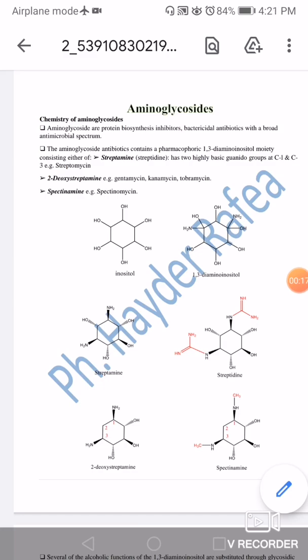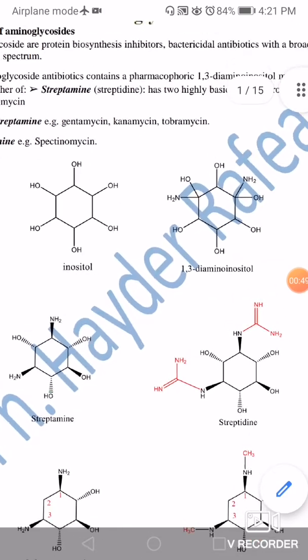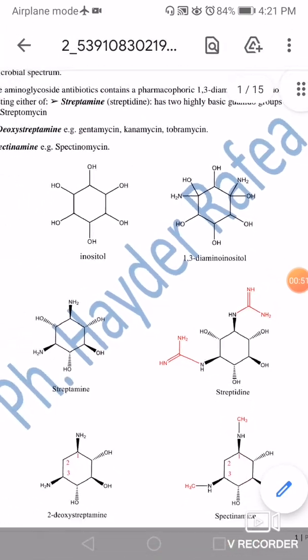Aminoglycoside antibiotics contain the pharmacophoric 1,3-diaminoinositol moiety, which consists either of streptidine, which has two highly basic guanido groups at C1 and C3, like streptomycin; the deoxystreptamine, like gentamicin, kanamycin, and tobramycin; or the spectinamine, like spectinomycin. As we see here, the inositol, and here the 1,3-diaminoinositol.